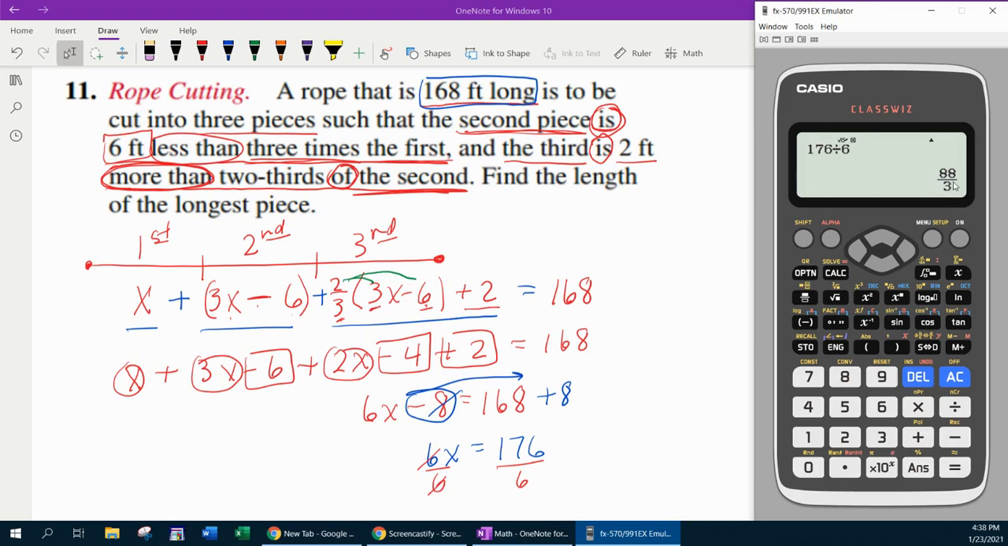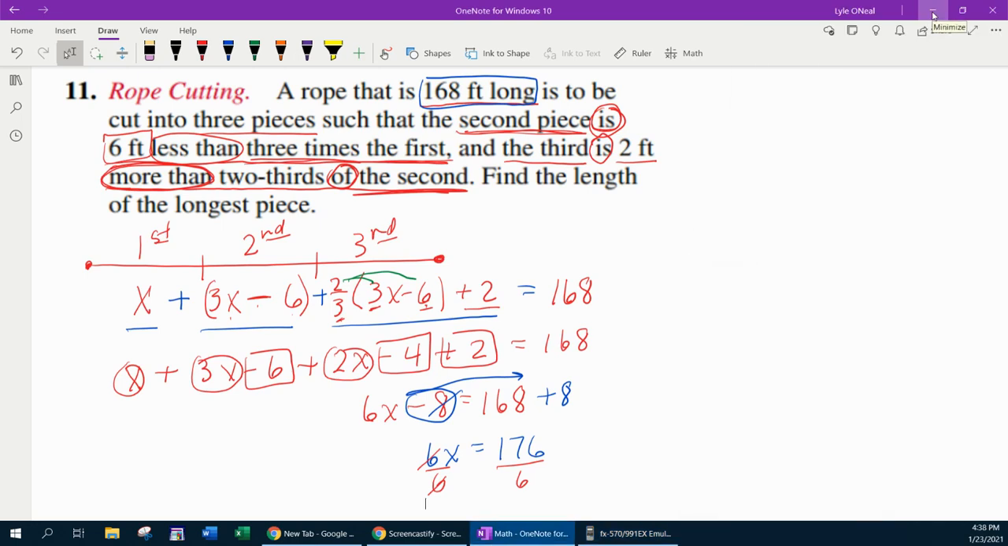I wonder what that is as a mixed number. Can my calculator do that? Look at this. It sure can. If I hit Shift SD, it'll give me that answer as a mixed number. How freaking cool is that? So the first piece of the rope is 29 1/3.